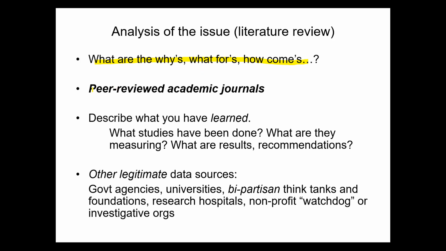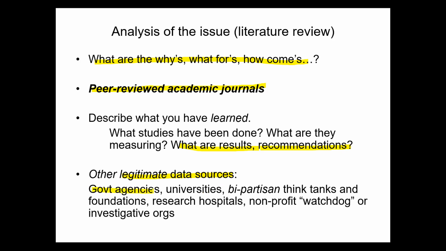Like I said, again, your peer-reviewed academic journals are going to be at the center of this analysis, because you want to find what studies have been done. What did you learn from them? What are they measuring? How are they measuring that? What are the results that they found from their study? Are there any recommendations that they make? Are there any common causal factors that they were able to determine that might be useful to address for policymakers to take from there?